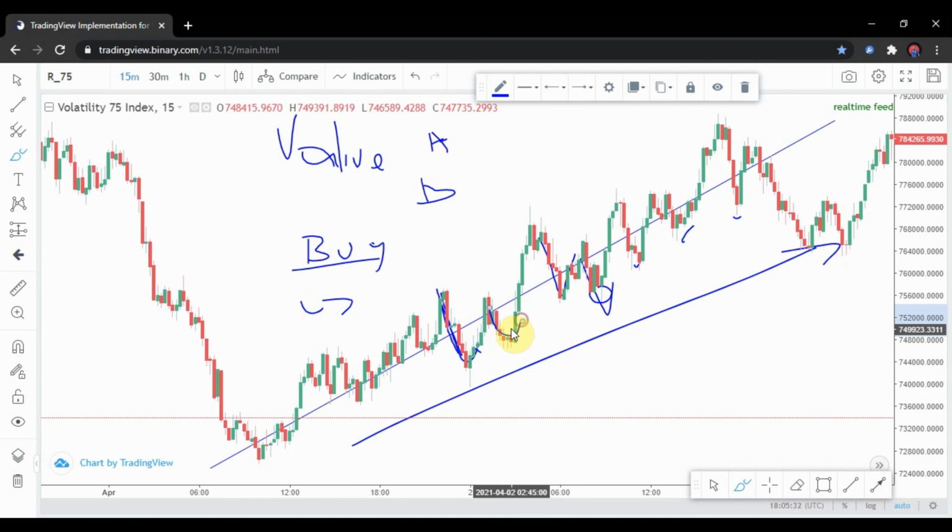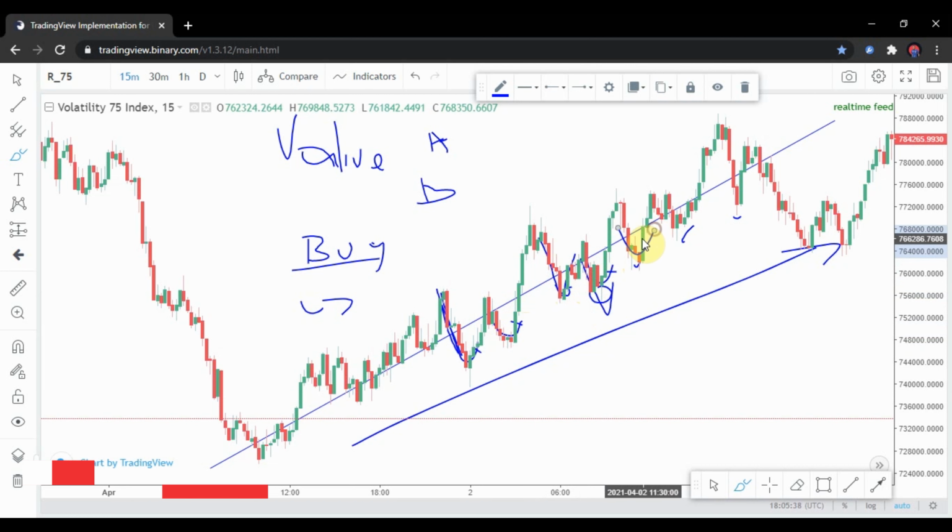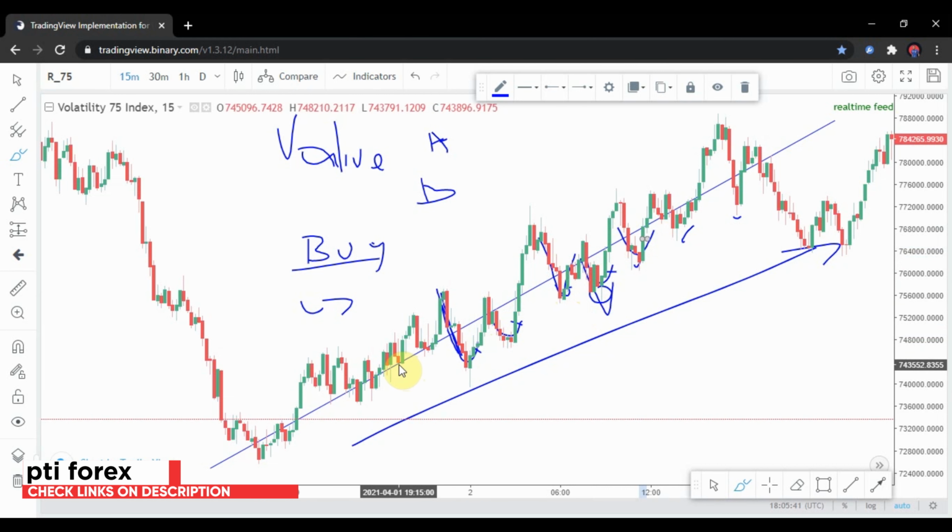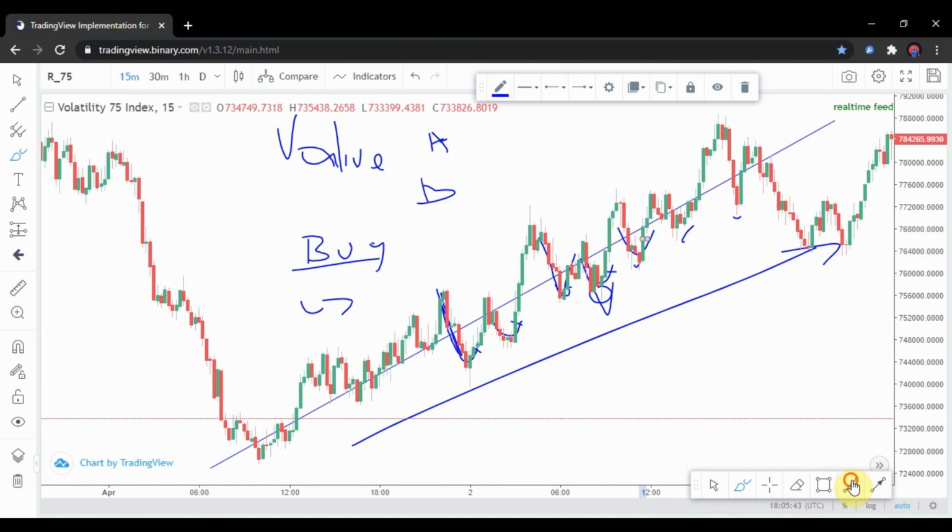When it begins to go up here, you enter your buys. So you will not miss anything, even if it is not touching your trend line.